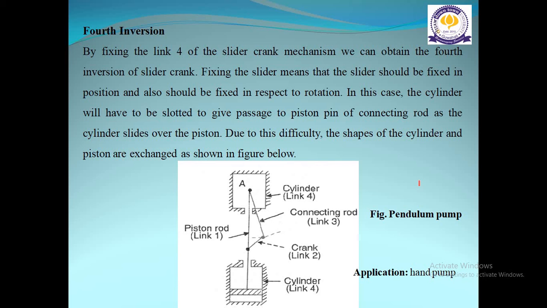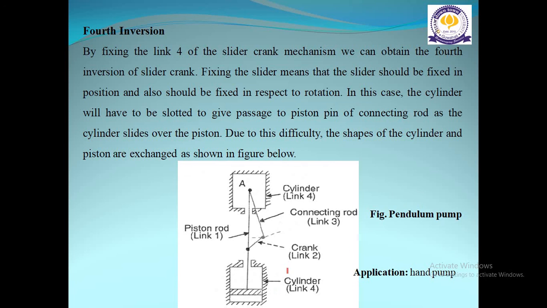Moving on to the fourth inversion of inverted slider crank mechanism. Here, by fixing link 4 of the slider crank mechanism, we can obtain the fourth inversion. Fixing the slider means that the slider should be fixed in position and also fixed with respect to rotation. In this case, the cylinder will have to be slotted to give passage to the piston pin of the connecting rod as the cylinder slides over the piston. Due to this difficulty, the shapes of the cylinder and piston are exchanged as shown in the figure below.